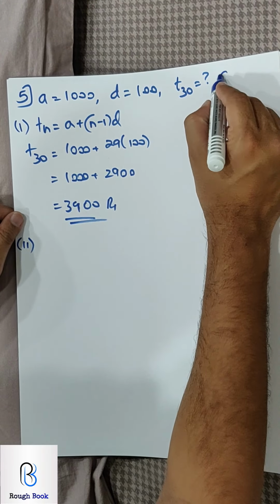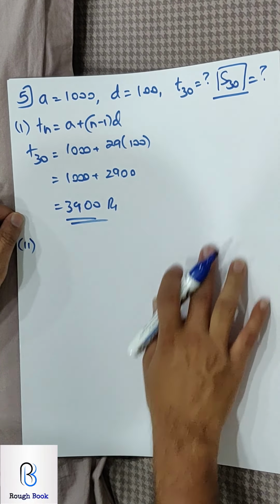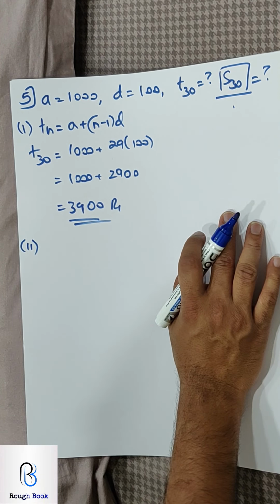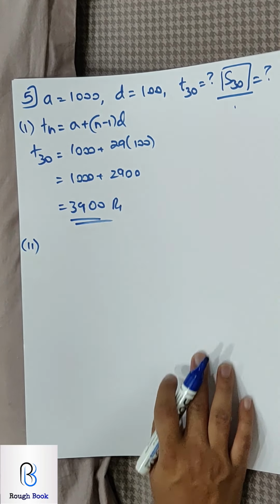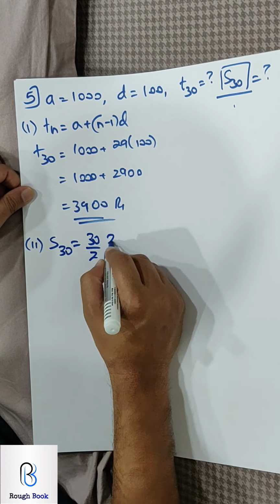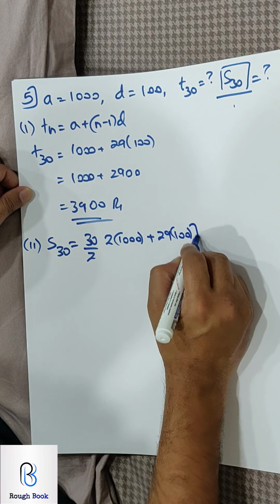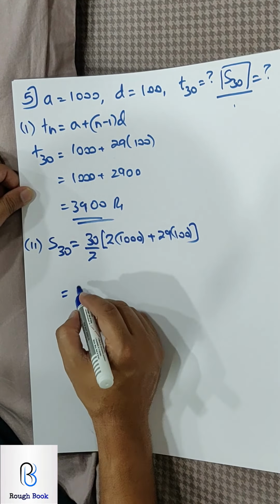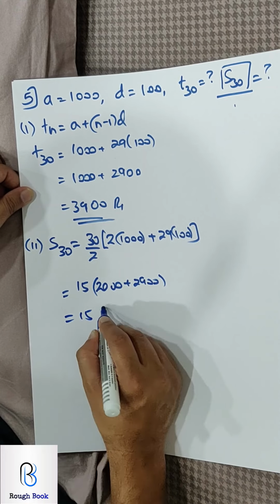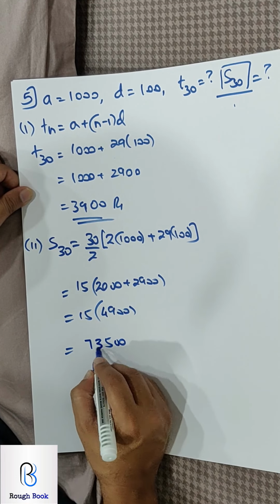So if it is all the 30 installments, it is going to be S30. So whatever answer you get for S30, you are supposed to subtract from 1,18,000, because S30 means all the installments till the 30th installment, and what you all have done is only the 30th installment. Are you understanding the difference? So first let's find S30. So 30 by 2, 2 into A is 1000, plus n minus 1, so 29 into 100. So this will give me the sum of all 30 installments. So 15, 2000 plus 2900. So 15 into 4900. So 15 nines are 135. So 13, 60. So 73,500.